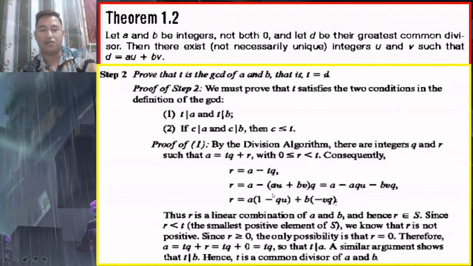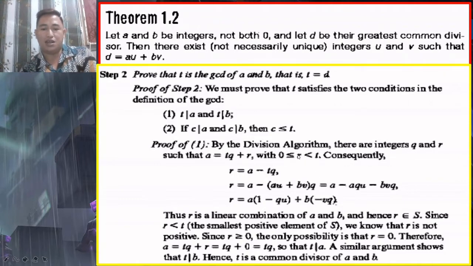Replace U and V everywhere. Since R is less than T by the definition of the division algorithm, and the smallest positive integer element of S is T, this has a meaning.